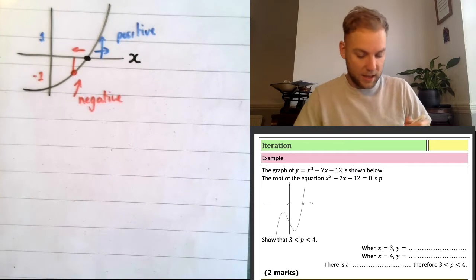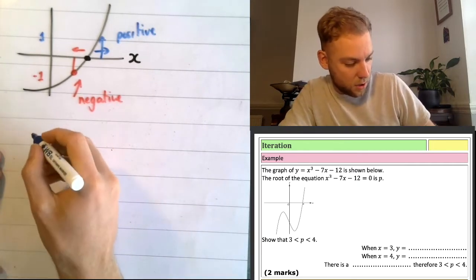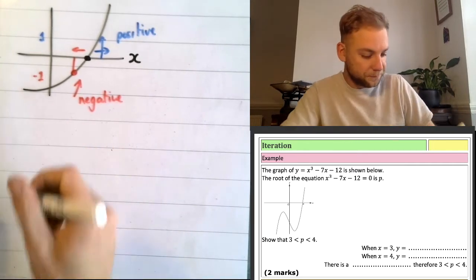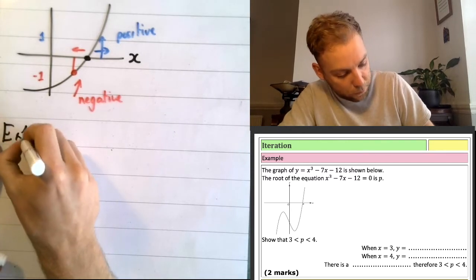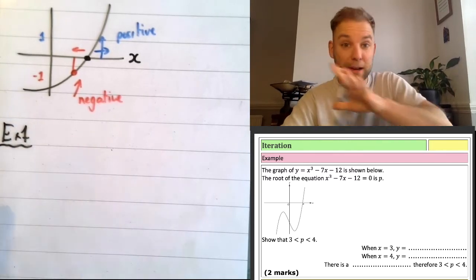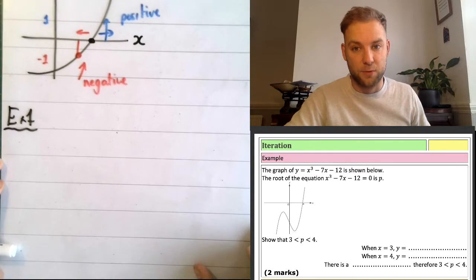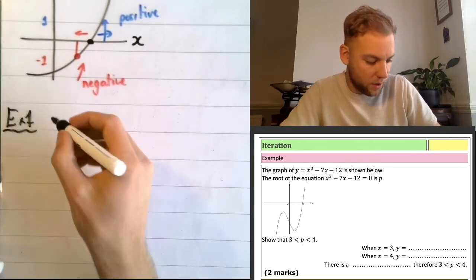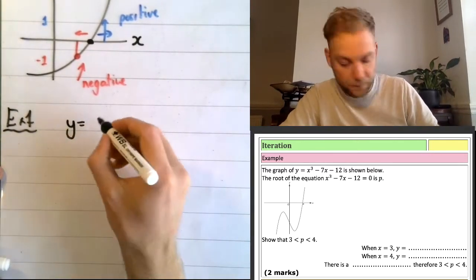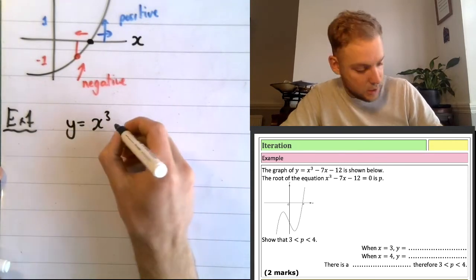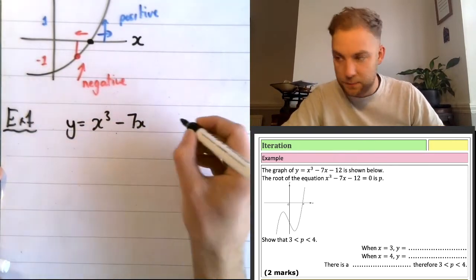So with this one here, we've got our equation, so this one here is example 1. I'd probably get this in your notes. Make sure you're getting all of it in. I'd even get the graph in your notes as well. So here we've got y is equal to x cubed minus 7x minus 12.